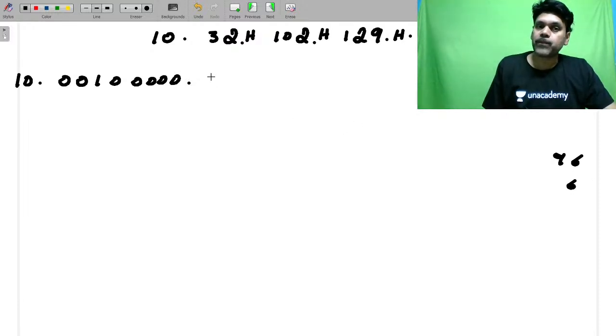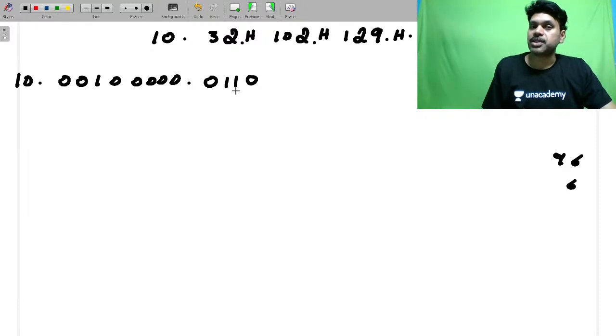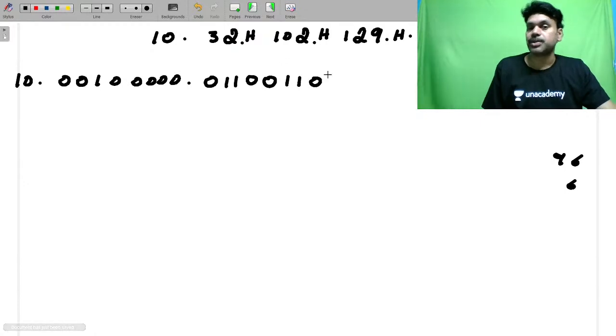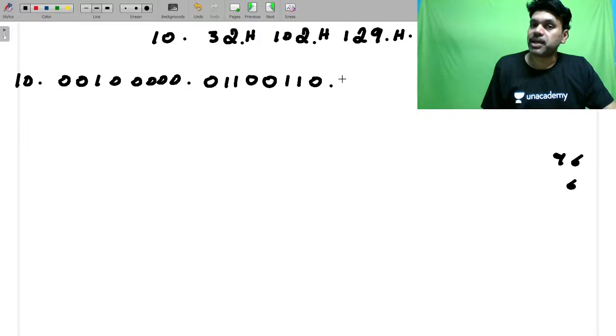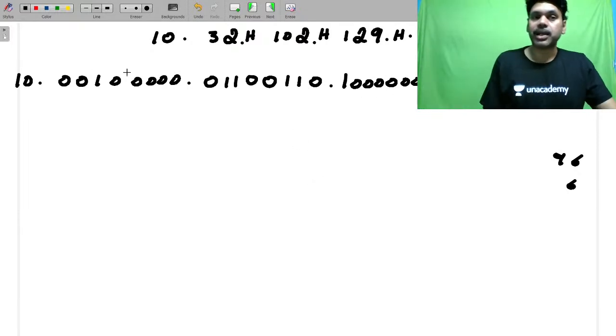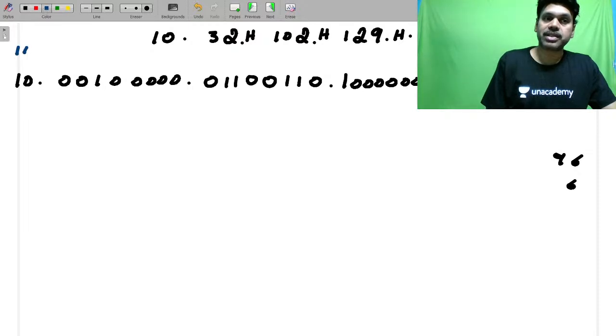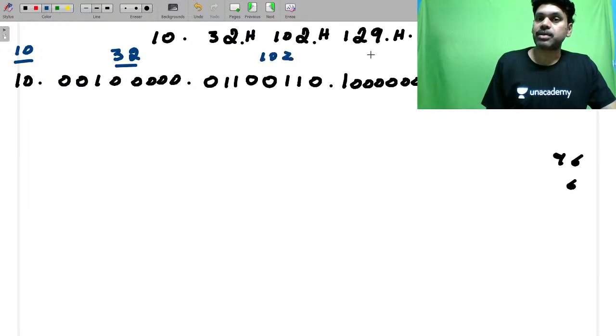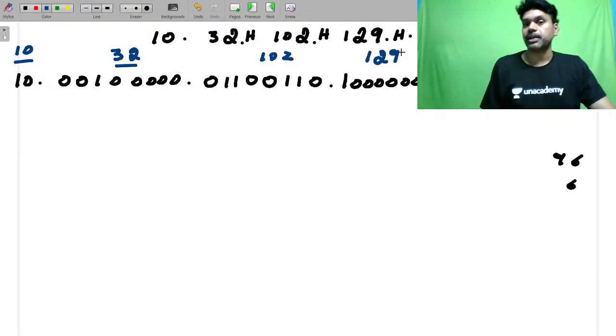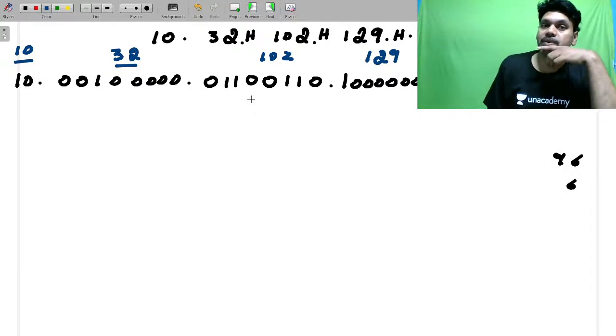Therefore, 96 means 0, 1, 1, and 0s. So 128, 64, 32, 16, 8, 4, 2, 1. And 129 in binary is 1, 0 and so on, right? So the first octet is 10, second byte is 32, third byte is 102, and next byte is 129. So which bits are positioned? Which bits are subnetted?